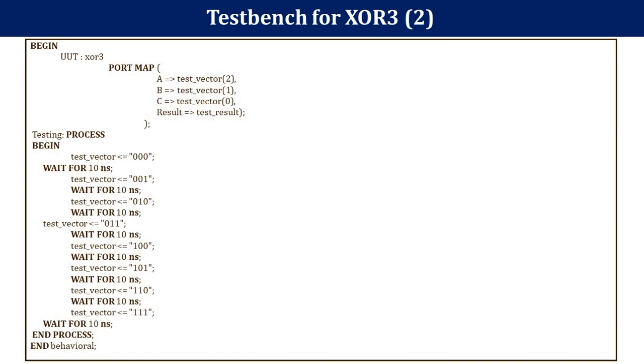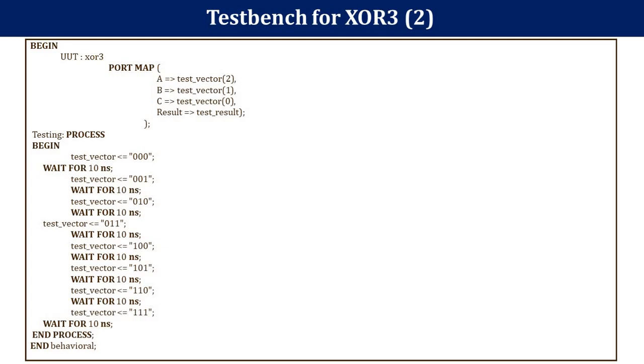XOR3 port map. Inside the bracket, at the left hand side, you have to write the input and output of the XOR3, that is A, B, C, and at the right hand side you have to mention the signals where they are going to connect. Hence A is connected to test vector of 2, B is connected to test vector of 1, and C is connected to test vector of 0.